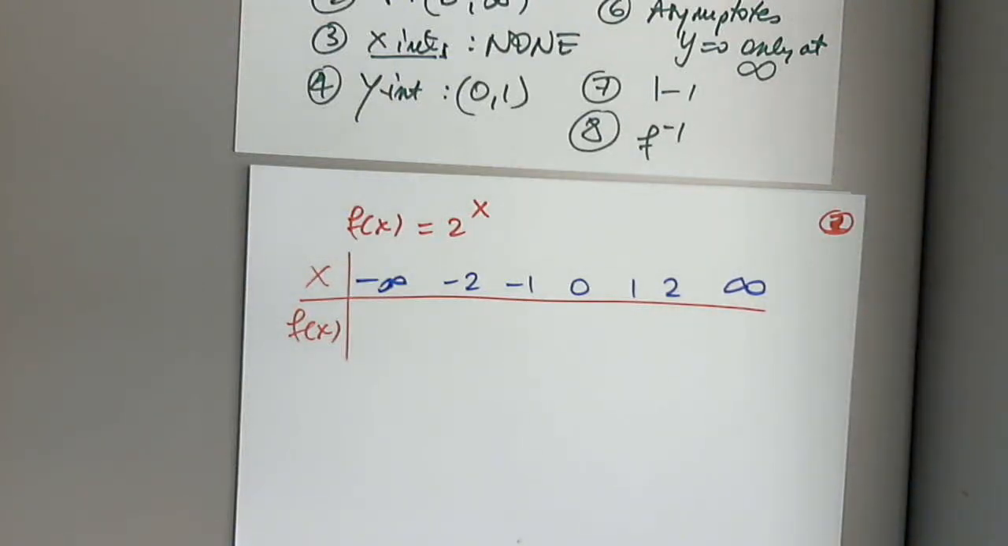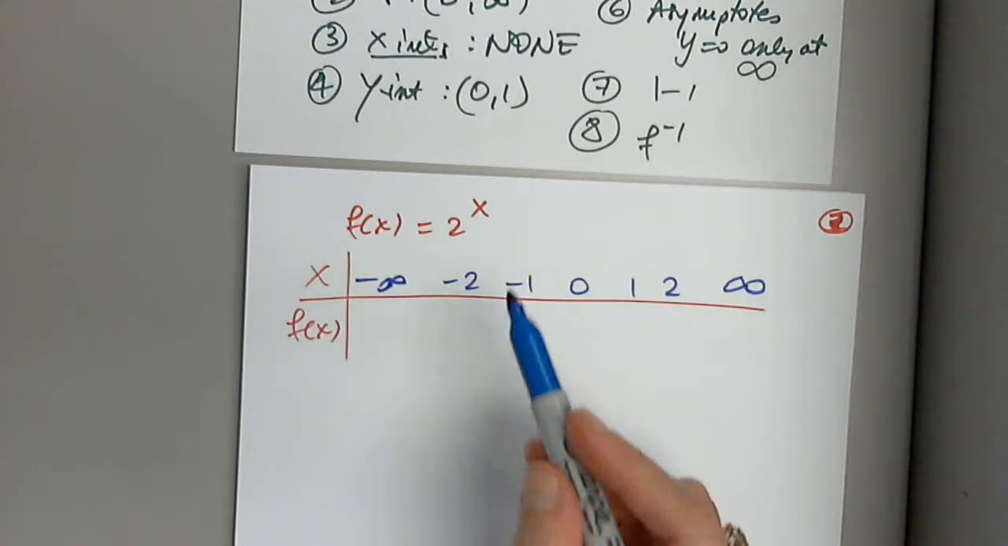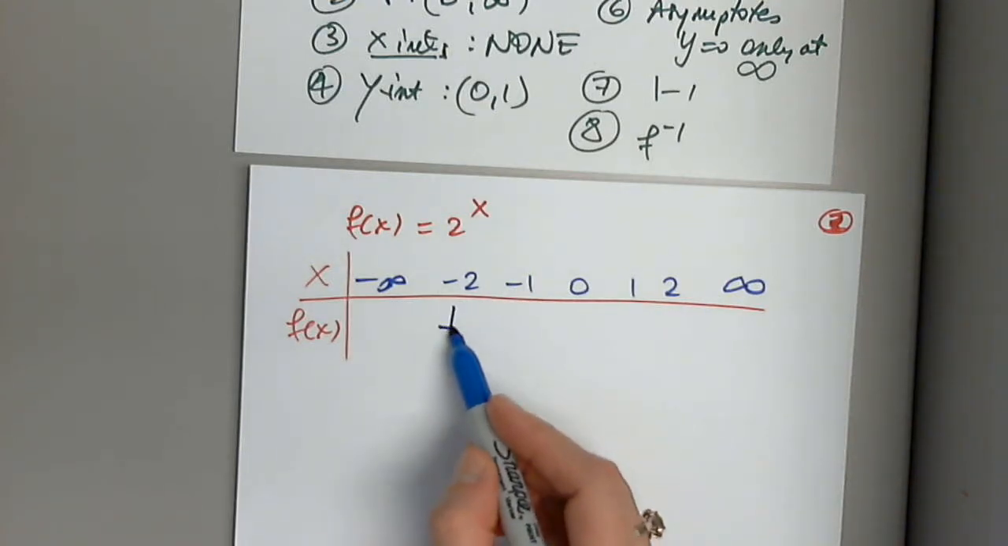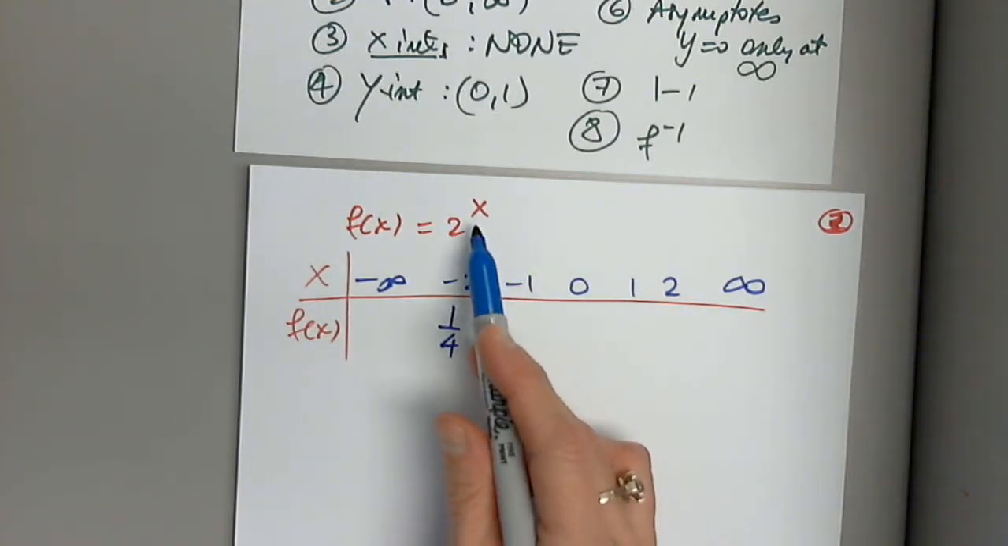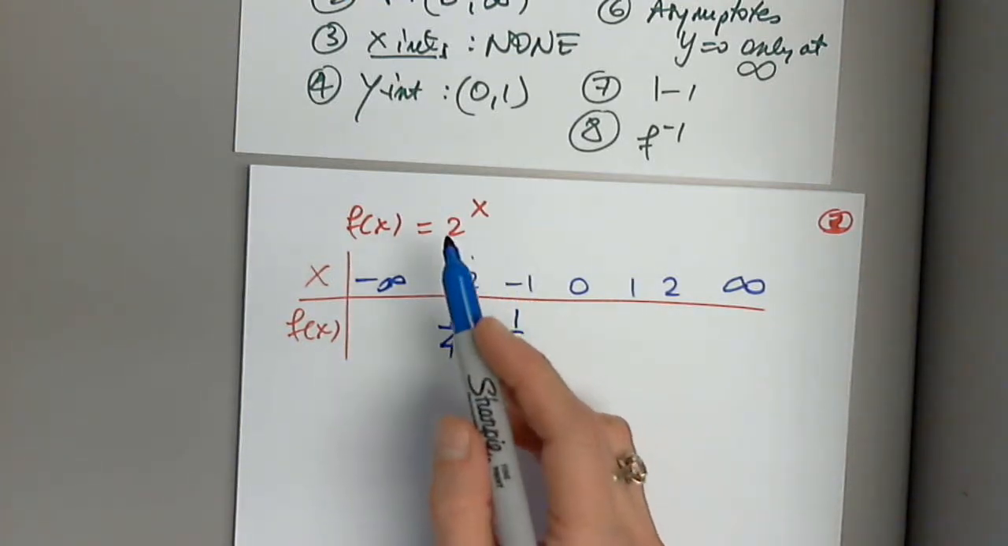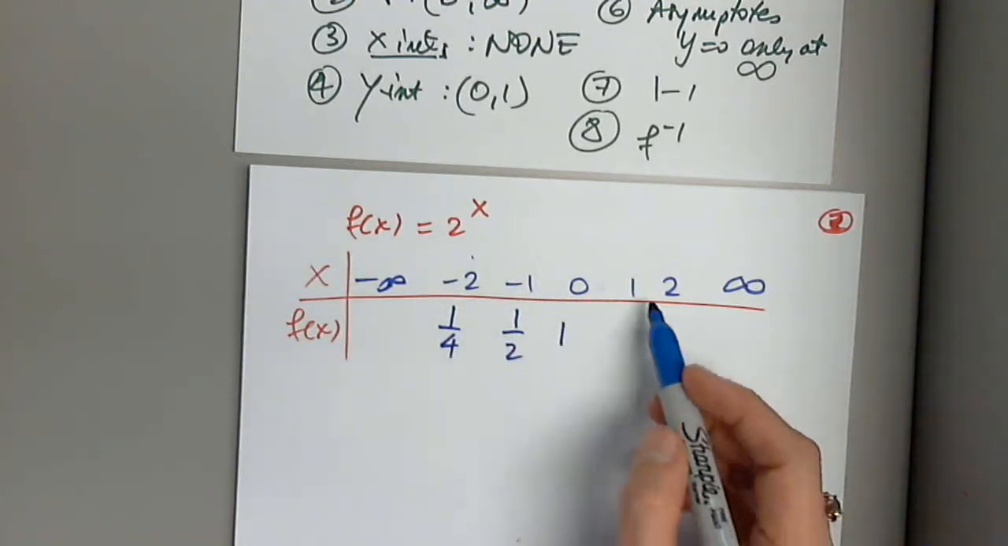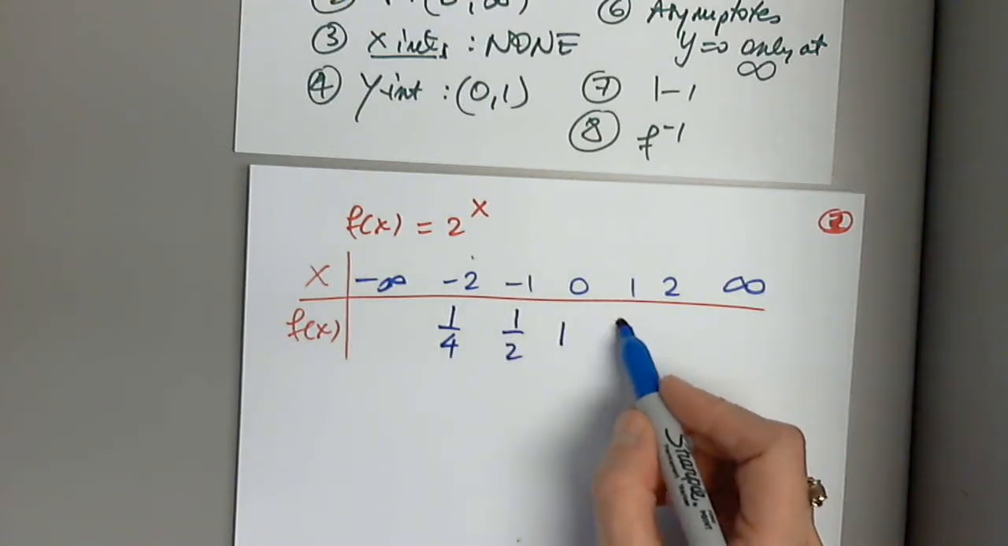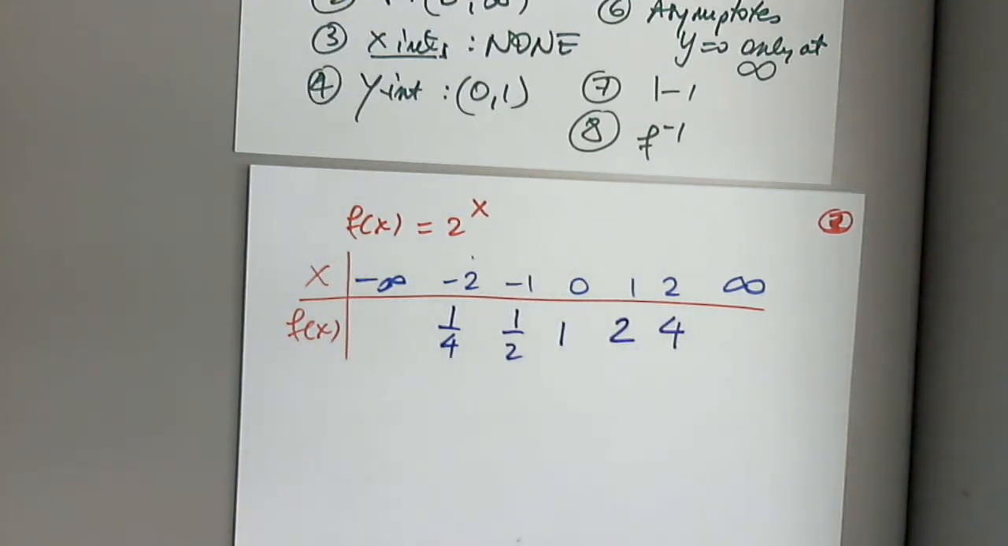Okay, so let's plug in -2. What do I get? Awesome. Let's plug in -1. What do I get? Very good. Careful, when we plug in 0, we get, very good. When I plug in 1, when I plug in 4, again, I want to determine the end behavior. I'm going this way. 1/4, 1/2, 1, 2, 4, 8, 32, 64, 128.